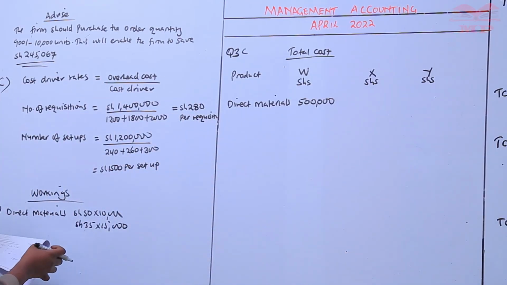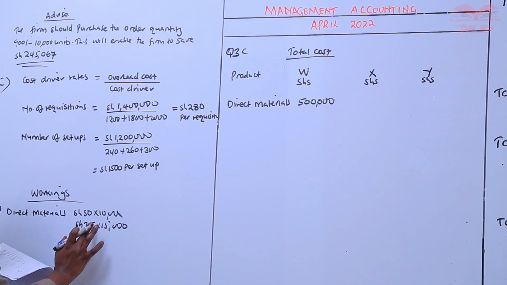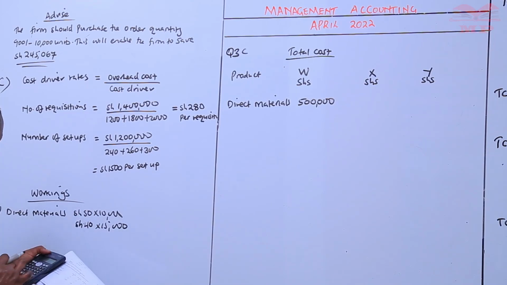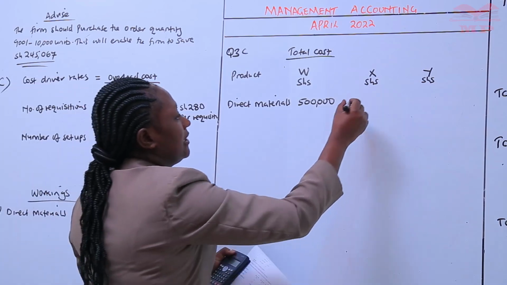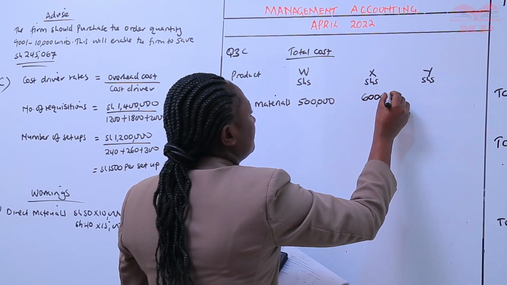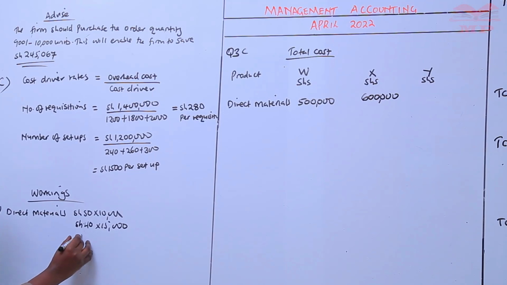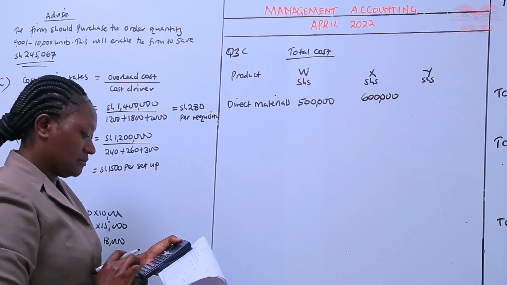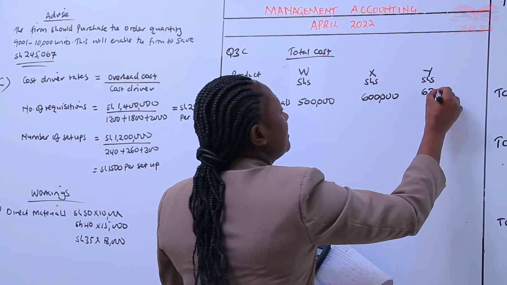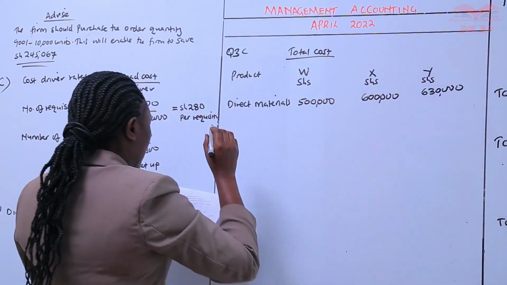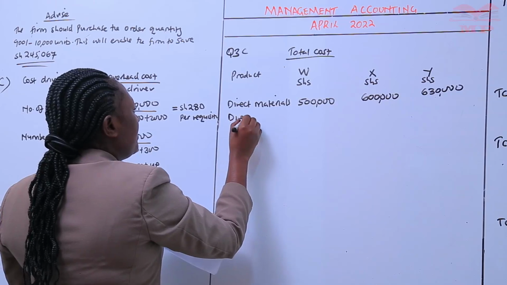And for Y, we are taking, this should be 40 and not 50. X is 40 times 15,000. 40 shillings times 15,000, which is 600,000. And then Y is 35 multiplied by 18,000, which will give us 630,000. Then we move on to direct labor.